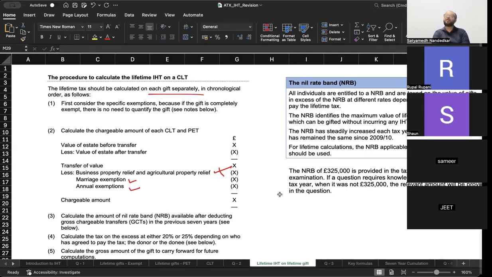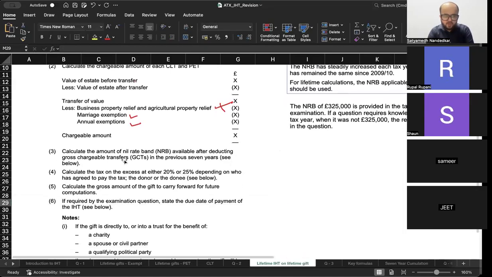From that, you first of all subtract the specific exemptions, if any. For example, if it is a gift on the occasion of marriage, or if a gift like 10,000 pounds has been given by your father, 5,000 from a parent is exempt under this clause, so subtract that particular amount and calculate the chargeable amount of each CLT and PET separately. So calculate the transfer of value, subtract the specific exemptions and reliefs, and you will get the chargeable amount. Now from that you have to subtract the nil rate band and calculate the tax.